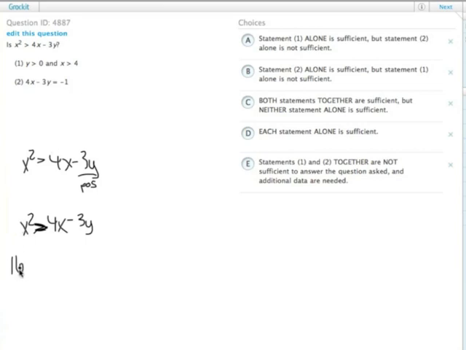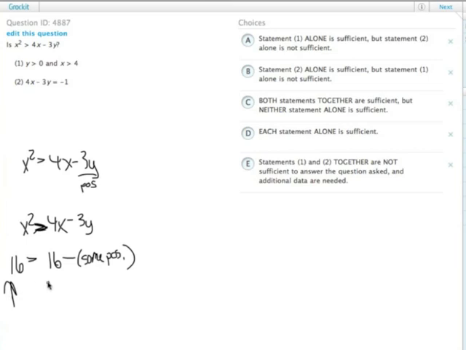4 squared is going to be 16. 16 is going to be greater than 4 times x, which is 16, minus 3 times y, and we know that 3 times y is positive. So absolutely, even when x is 4, x squared is going to be greater than 4x minus some positive number, because 16 is greater than some number that's smaller than 16 every time. As x gets bigger, the distance between them simply increases.